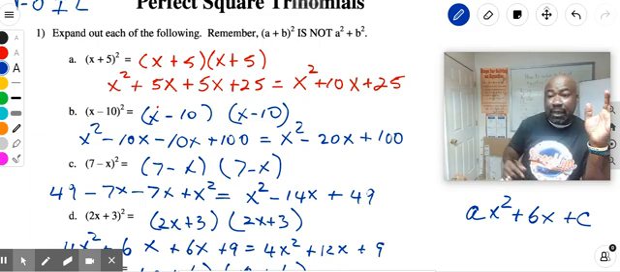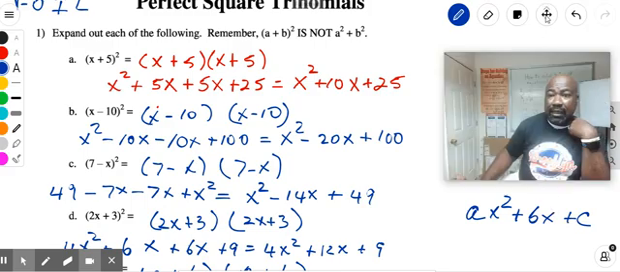And let's work on the problem down at the bottom. Let's take a look at b too. b is half of negative 20, which is negative 10. And a negative 10 squared is just a positive 100.